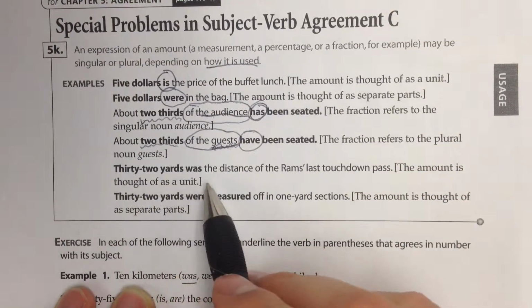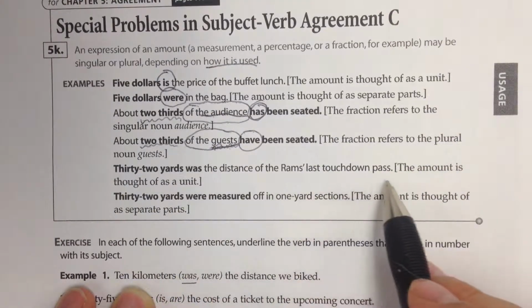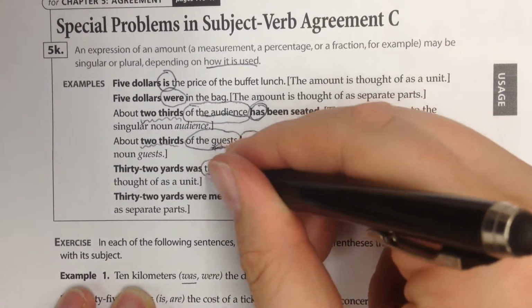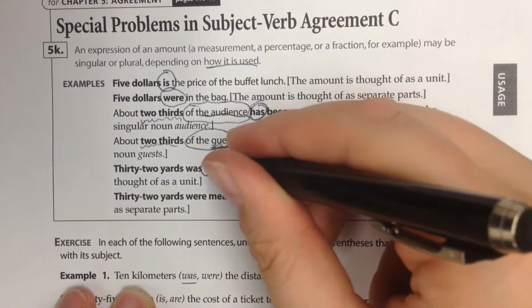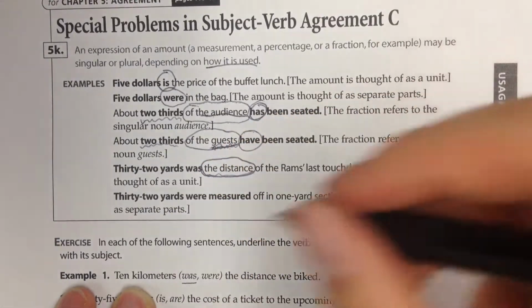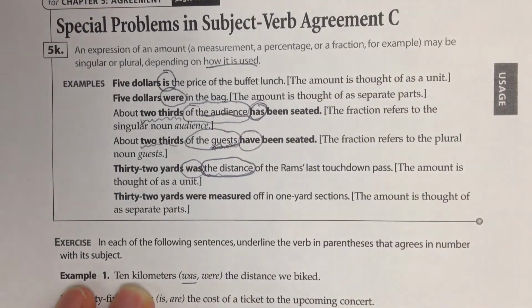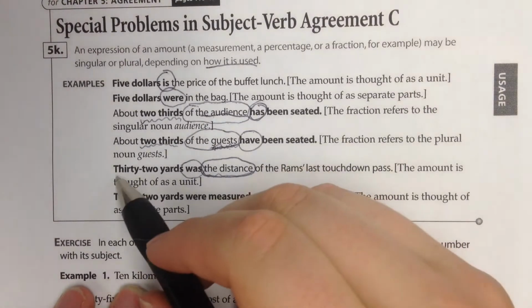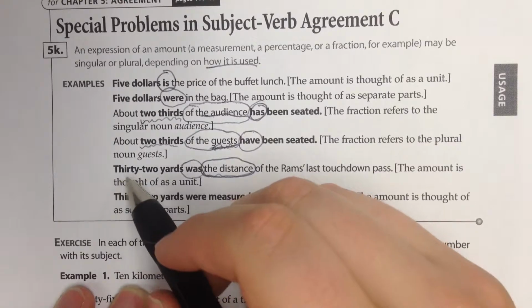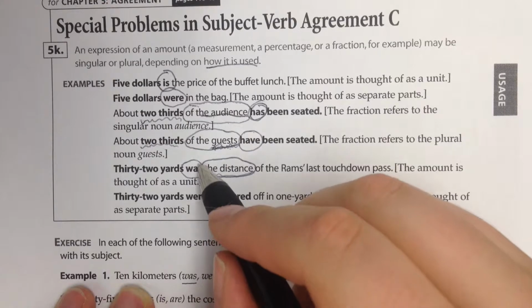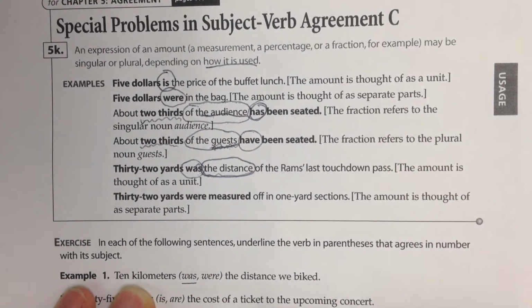"32 yards was the distance of the Rams' last touchdown pass." So we're talking about the distance, which is a singular thing. This predicate nominative is a singular quantity. So that means that we're going to use a singular verb. And in the past tense, the form of be does change depending on the singularity or plurality of the subject. So that's why we say was. It ends in S.